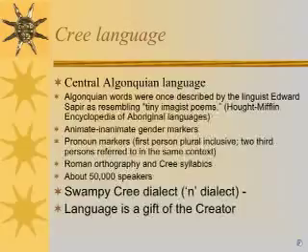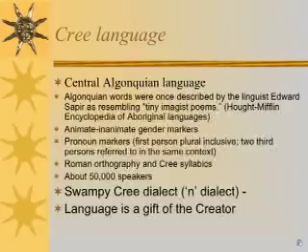It has animate and inanimate gender markers and pronoun markers. So the first person plural is inclusive, second and third persons referred to in the same context. It uses both Roman orthography and Cree syllabics in its written form.